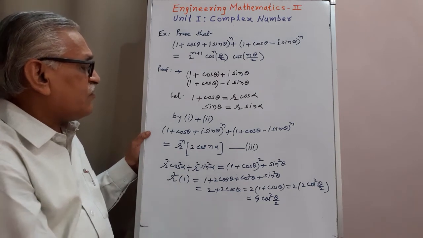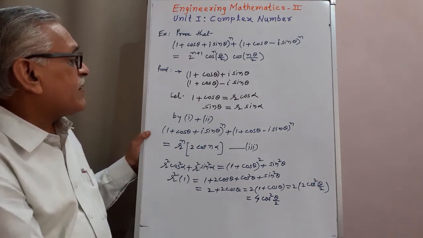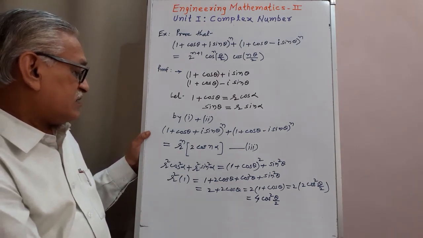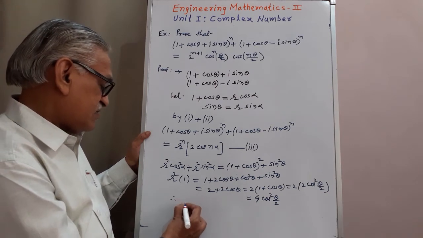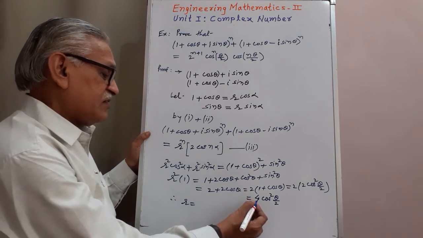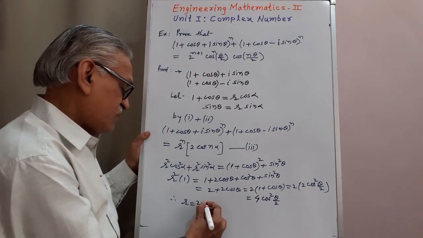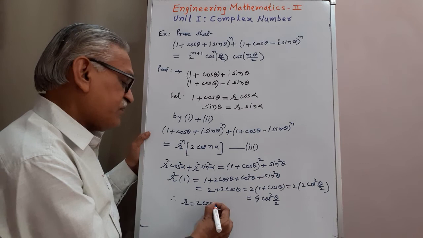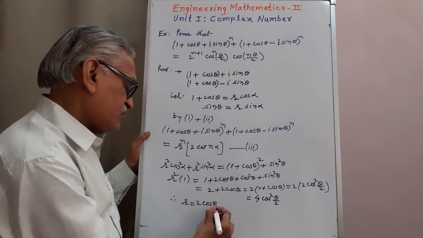Taking the square root, we get r = 2 cos(θ/2).